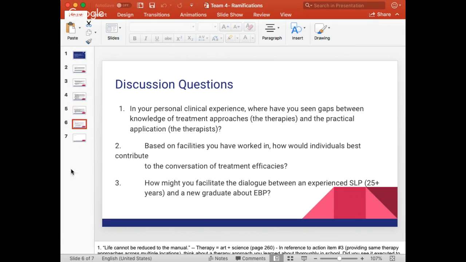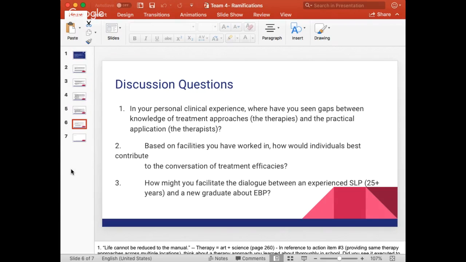So we've heard some really good takeaway points, and you have some ideas of what to do for your action items, but there are some questions that we can still discuss. For the first one, in your personal clinical experience, where have you seen gaps between the knowledge of treatment approaches, so the therapies, and the practical application, as in the therapists? One of the neat quotes in this article was, "Life cannot be reduced to the manual, so therapy should be a blend of art and science."